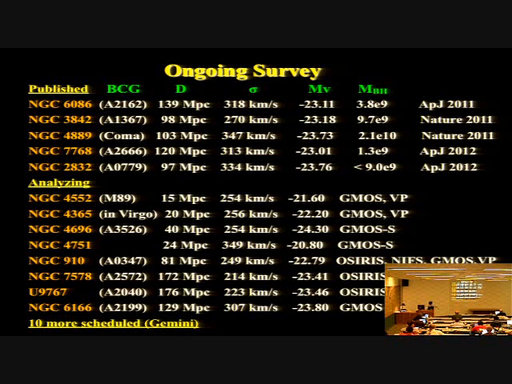And we have data in hand from a number of galaxies, and you can see the distances typically are beyond 40 megaparsecs. A few of these are in the southern hemisphere. We're using GMOS South. And these are the different combinations of data we have. And for one in particular, we actually have 4 sets of IFU data. So we're very excited about analyzing NGC 910, trying to compare the kinematics.